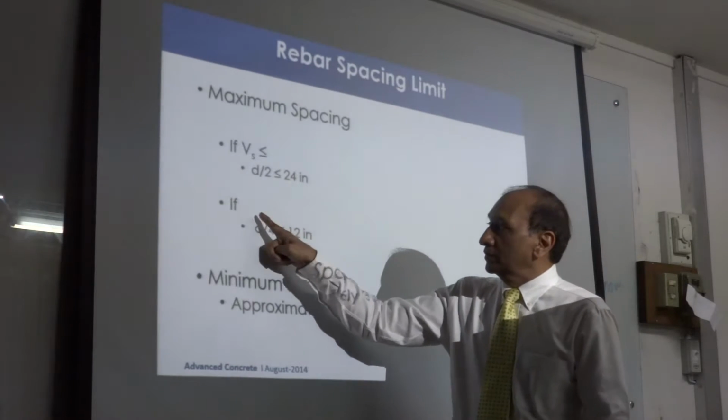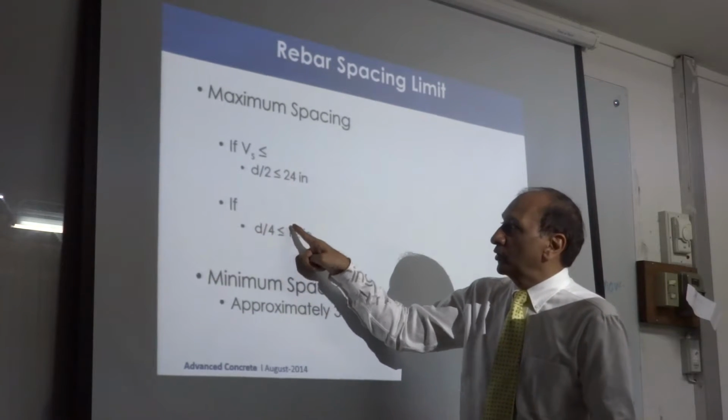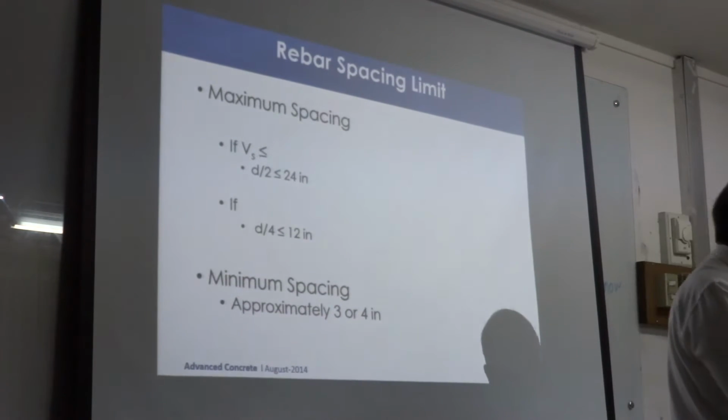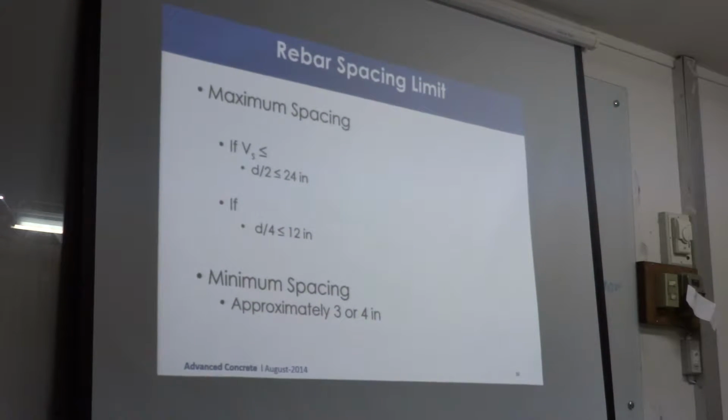And then also this one, so D by 4. So there are many limits. If the shear is too high, then you reduce the spacing. If the shear is small, increase the spacing. And in seismic zones, you decrease it further, limit it to 4 inches because of the confinement. So everything has a reason behind it.